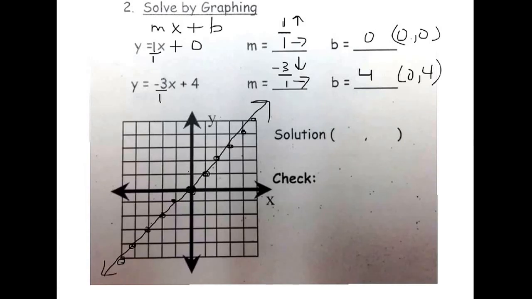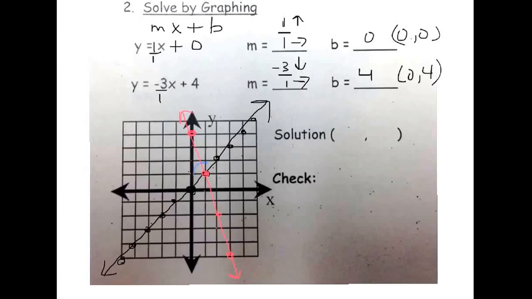Our next one starts at 0, 4, which is up 1, 2, 3, 4. And it has a slope of down 3, over 1, down 3 over 1, down 3 over 1. And there's no reason to go backwards because it goes off of the graph. And this is our second line.